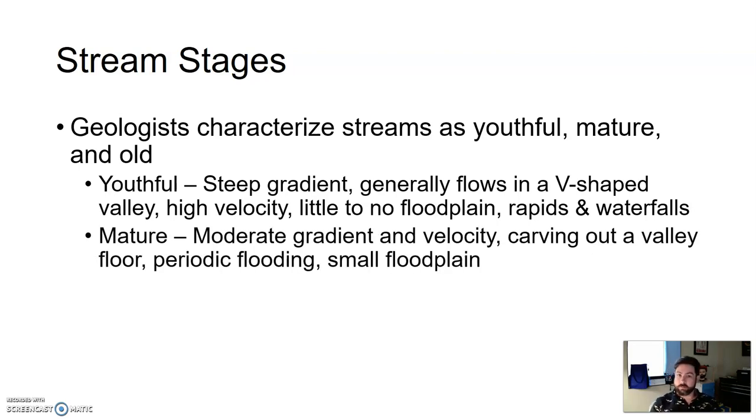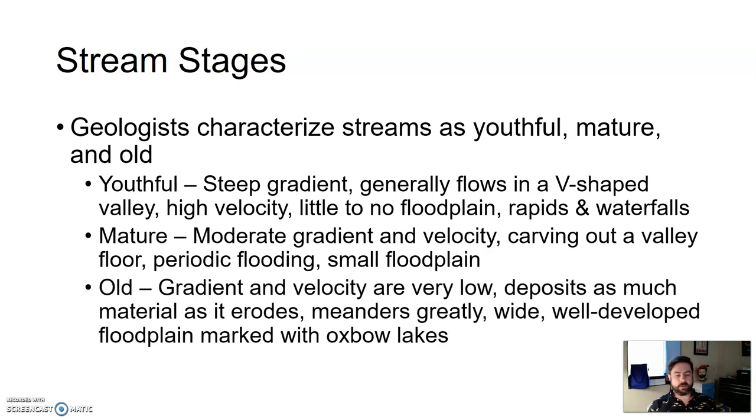Mature, or middle-aged, streams have moderate gradient and velocity, carving out a valley floor, with periodic flooding and a small floodplain. So we're starting to get into braided and meandering, probably more braided. And then as we get into old streams, gradient and velocity are very low, depositing as much material as it erodes away. It meanders greatly, with very wide stream channels and a well-developed floodplain marked with oxbow lakes. That's more typical of a meandering stream channel.